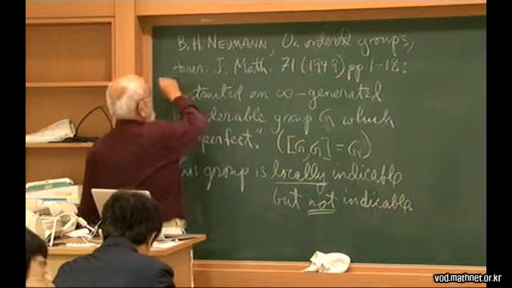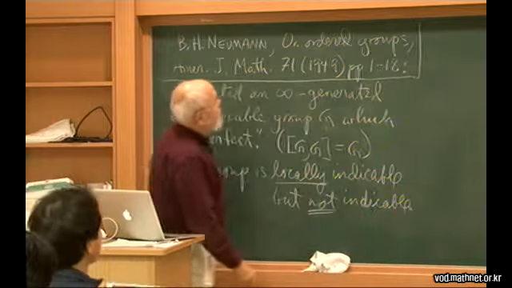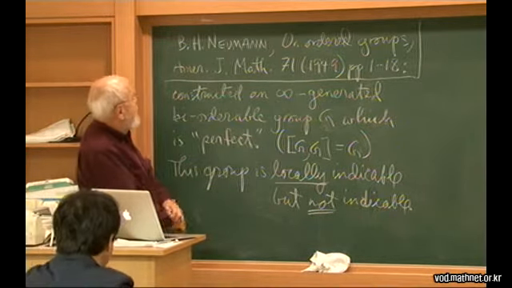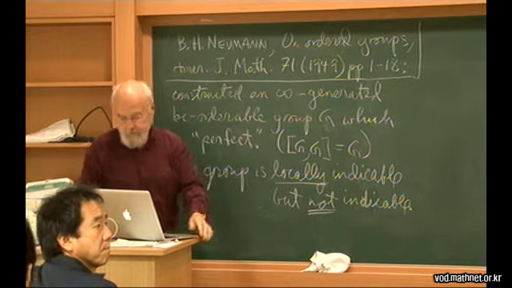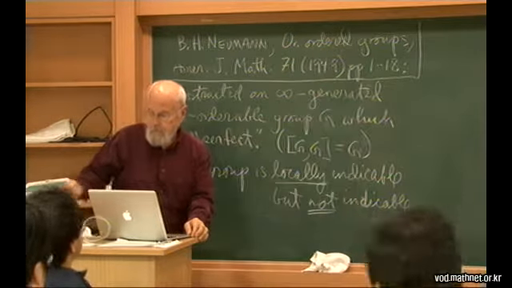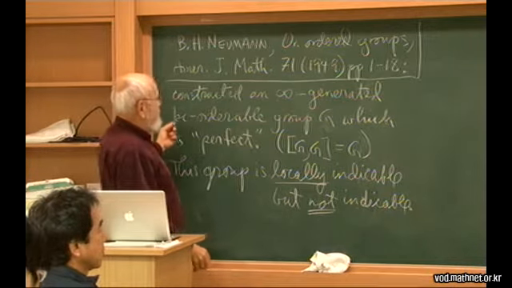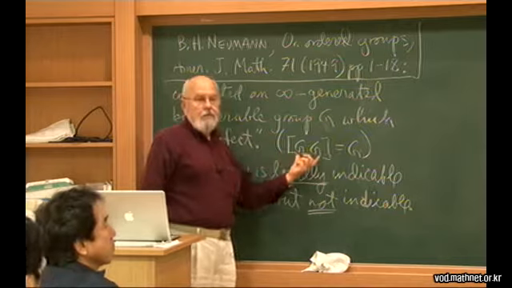Refer you to this paper from 1949. B.H. Neumann constructed a biorderable infinitely generated group which is perfect. That is, it's equal to its commutator subgroup.